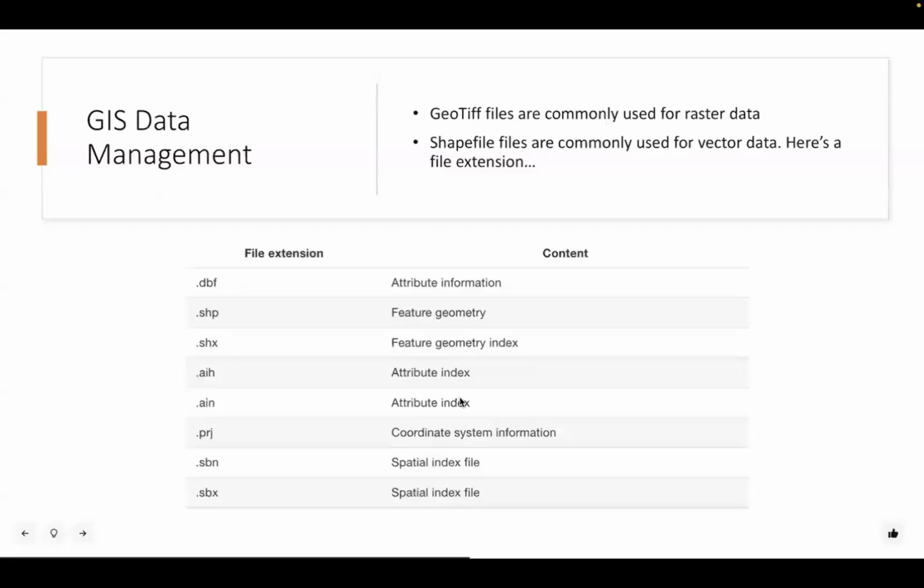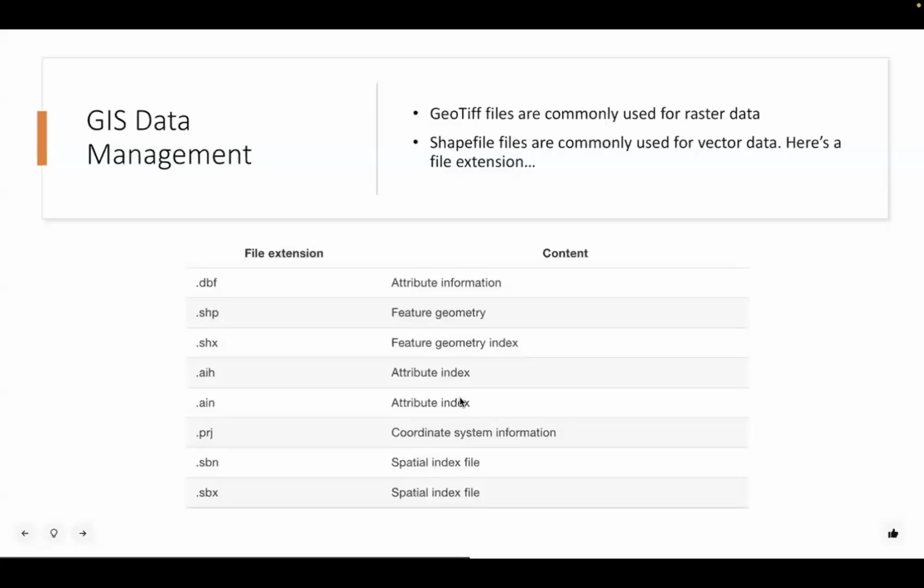So there are two primary data types, as I mentioned, the raster data and the vector data. Raster data would typically use files called GeoTIFF files, and we're going to pretty much brush over that because we don't need to know too much about it. But for vector data, the most common format is what we call shapefiles.